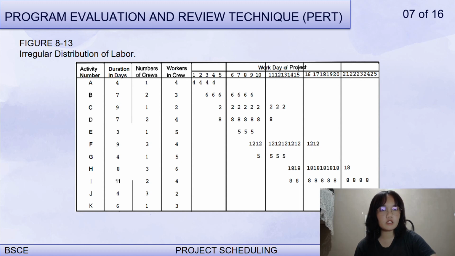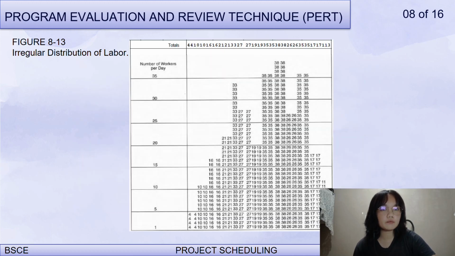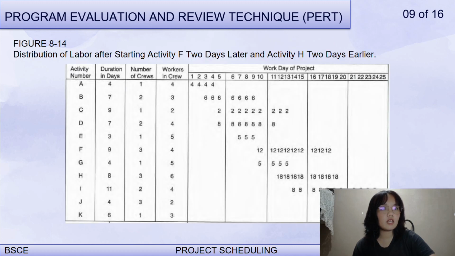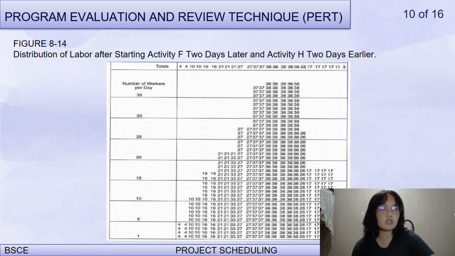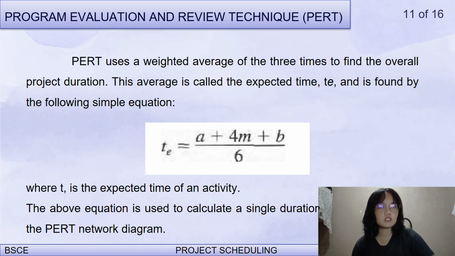In this slide, it shows a table of irregular distribution of labor. Here also. Next table is the distribution of labor after starting activity F 2 days later than the activity H 2 days earlier. PERT uses a weighted average of 3 times to find the overall project duration.